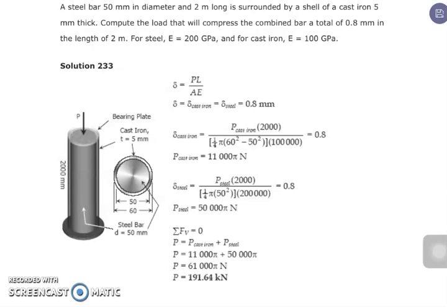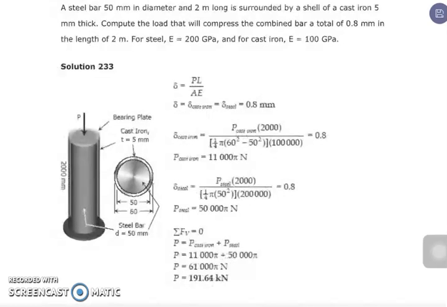For steel, our E is 200 gigapascal. For the cast iron, E is 100 gigapascal. So we have here the illustration. We have a steel bar with a cast iron shell with a thickness of 5 mm, and the steel bar has a diameter of 50 mm. So the outside diameter is 60 mm, and the inside diameter is 50 mm.